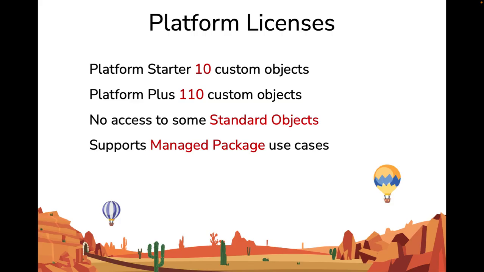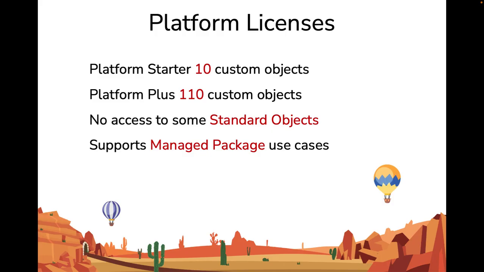Now, platform licenses don't have access to some of the important standard objects like opportunity and case, so they really are for managed package access. Now, there's two types of platform licenses. Platform Starter gives you access to 10 custom objects, and Platform Plus gives you access to 110. The problem is, this is really just on the honor system.